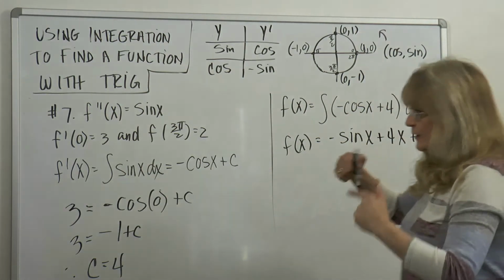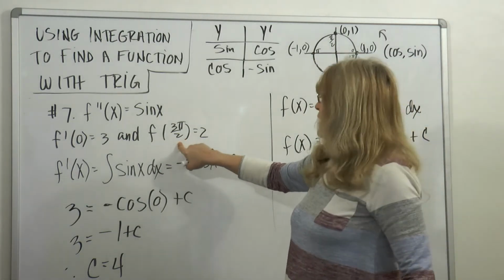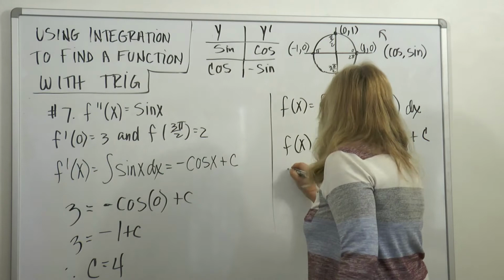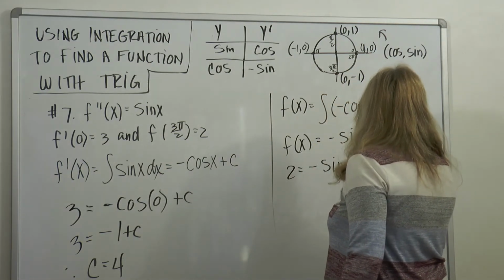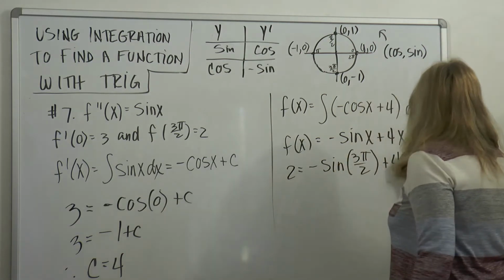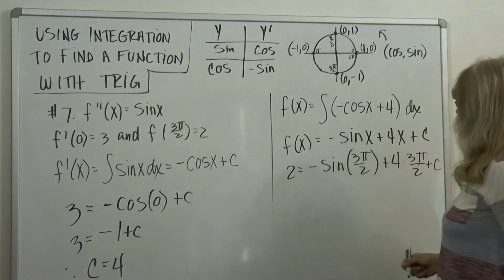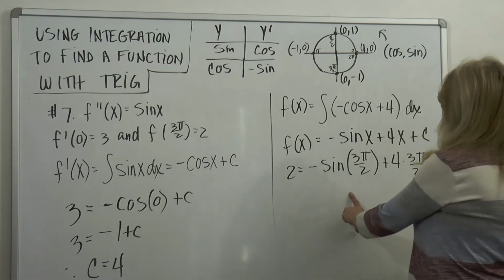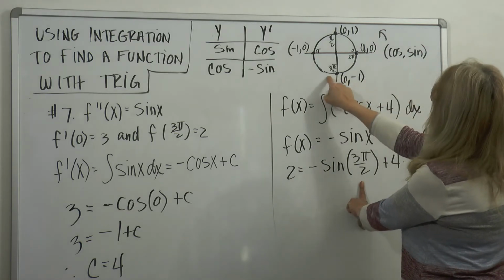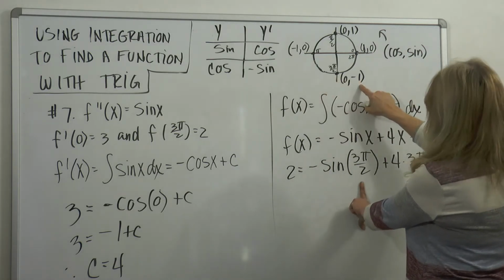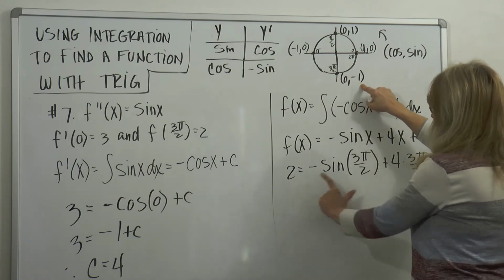Okay, so now I go back over here and I say, okay, when x is 3 pi over 2, f is going to equal 2. So I have 2 is equal to negative sine of 3 pi over 2 plus 4 times 3 pi over 2 plus c. Okay, so I go up here and I go, okay, the sine of 3 pi over 2. Here's 3 pi over 2. Sine is the y value. So the sine of 3 pi over 2 is negative 1. So I have negative of a negative 1.